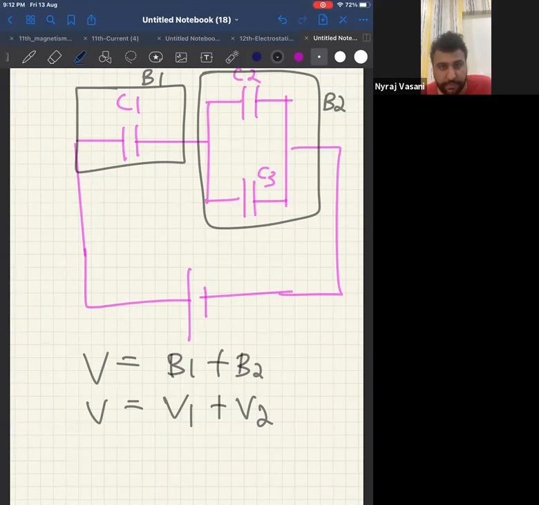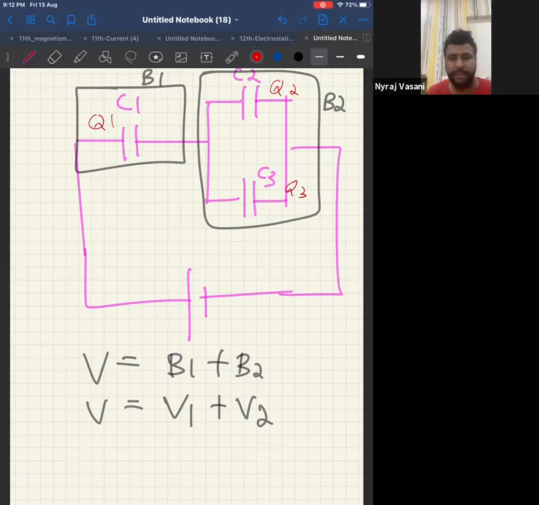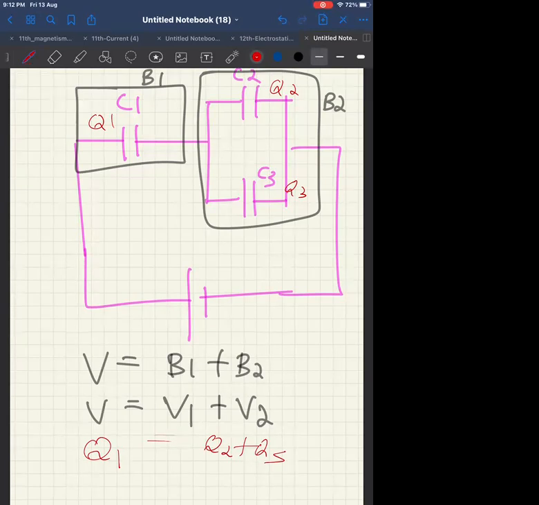Okay? Now, please look at the screen again. This will be Q1, this will be Q2, this will be Q3. Now, can I say in series, charge will remain the same? Therefore, block 1 charge and block 2 charge will remain the same. Block 1 charge is Q1, block 2 charge is Q2 plus Q3. Therefore, they will remain the same. Therefore, option will be C. This is the logic. Yes, sir. Thank you.